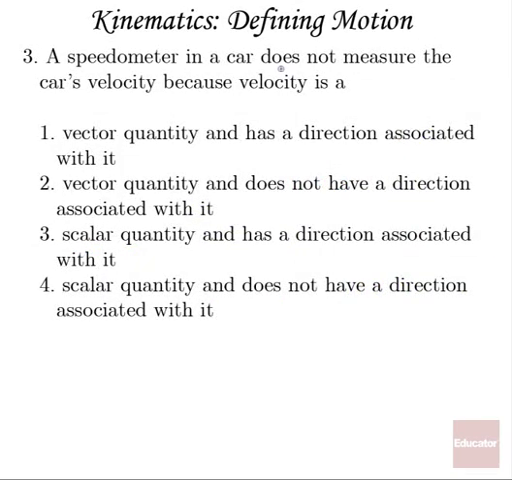Number 3, a speedometer in a car does not measure a car's velocity because velocity is a vector quantity. We can get rid of 3 and 4. Velocity isn't a scalar. And because it's a vector, it has a direction associated with it. A speedometer in a car doesn't measure that because the speedometer doesn't tell you the direction.